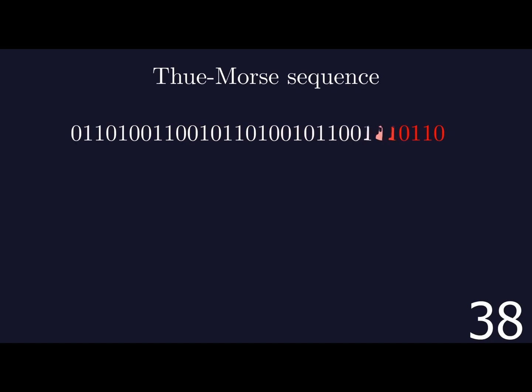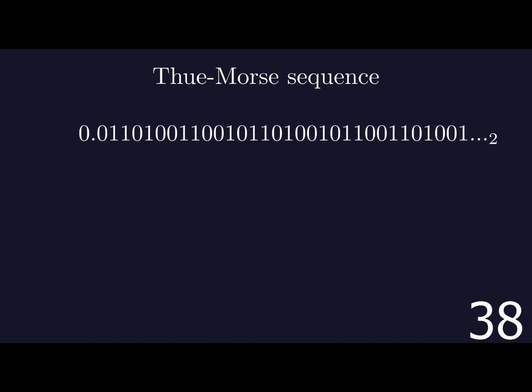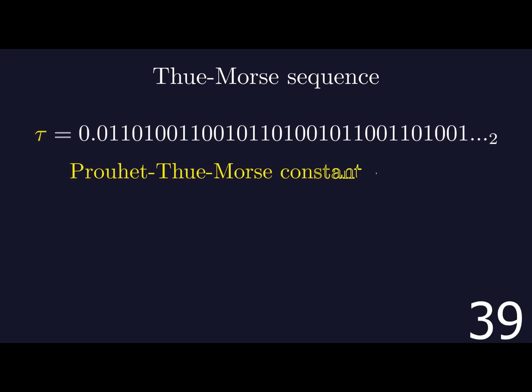The Thue-Morse sequence starts with 0. To generate the next terms, we copy the entire sequence and change all zeros to ones and all ones to zeros. Starting with 0, we copy it and change it to 1. Next we copy 0, 1 and change it to 1, 0. This process continues indefinitely. If we write the Thue-Morse sequence as a binary fraction, we obtain the Prouhet-Thue-Morse constant. In the decimal system, this constant is approximately 0.41.